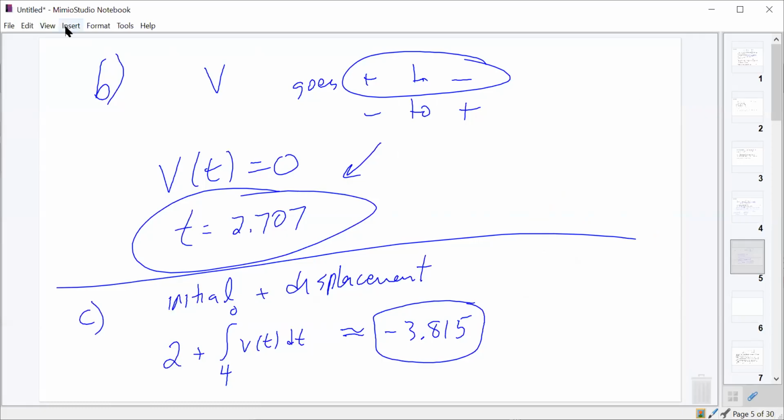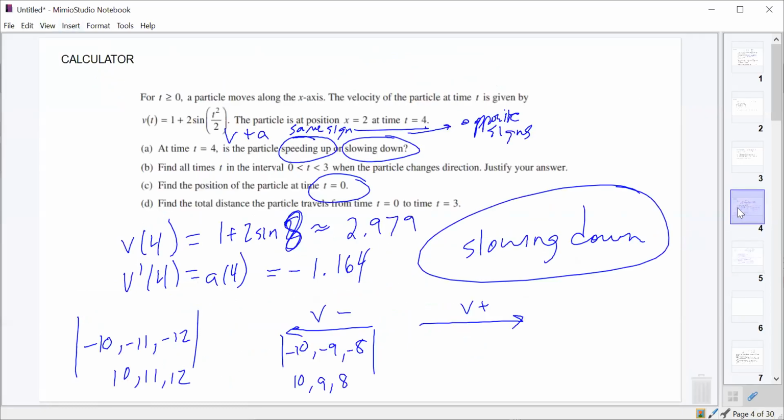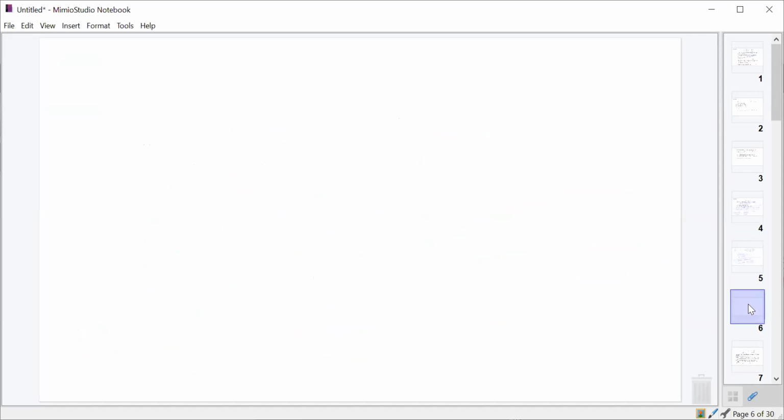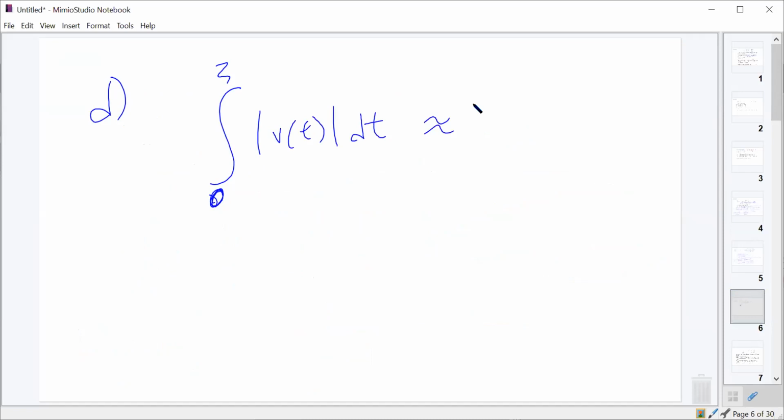Okay. Part D. What was part D asking? Total distance it travels from t equals 0 to t equals 3. Total distance should be easy. Total distance traveled is just the integral from 0 to 3 of the absolute value of velocity. And your calculator will tell you exactly what that is. You don't need an initial condition because it's total distance traveled. What do you get?